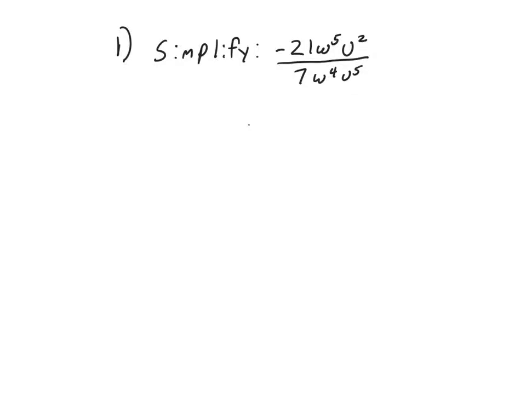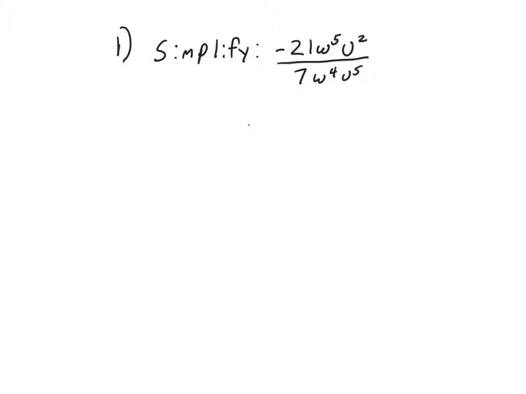This is bellwork for Monday, January 22nd. On number 1, it's asking us to simplify negative 21w to the 5th power times u to the 2nd power over 7 times w to the 4th power times u to the 5th power.